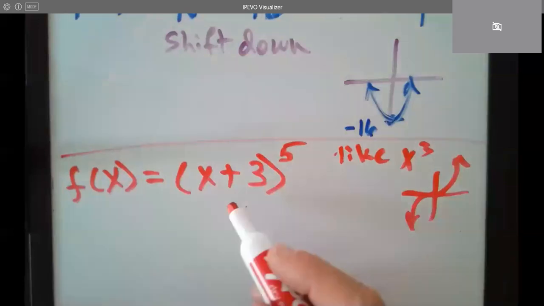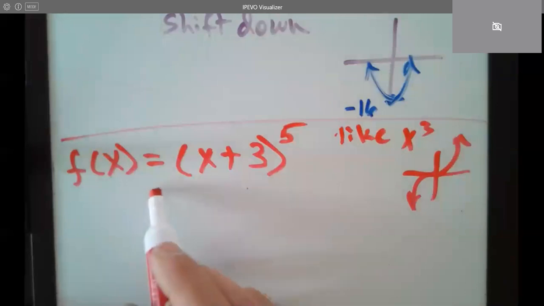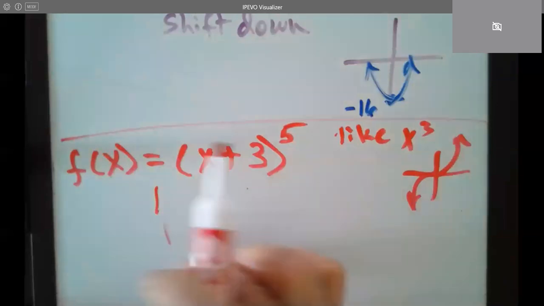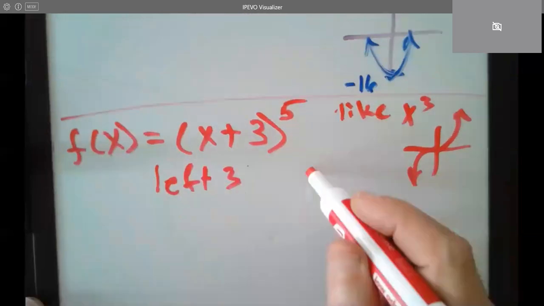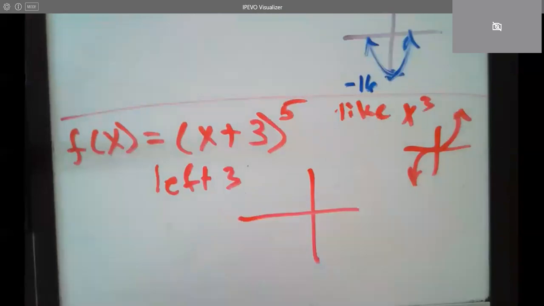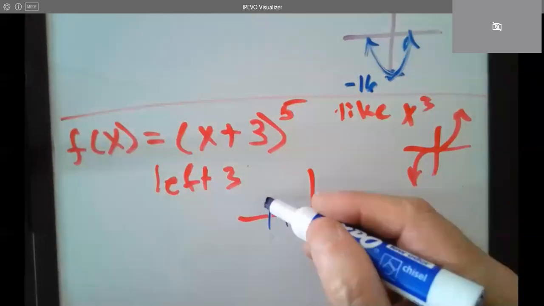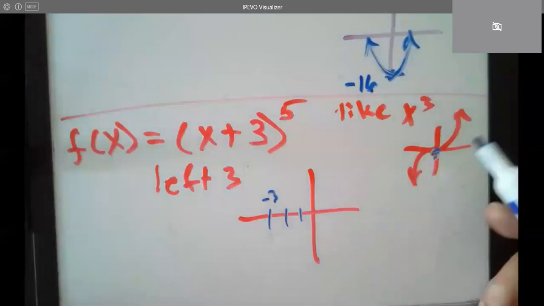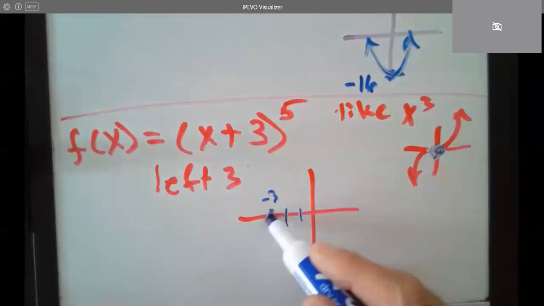Okay, here's our shift. Which way? It's going to shift 3 spaces, but is it going to shift 3 up, down, right, or left? Left, very good. Left. 3 spaces. Okay, so that means our graph shifted 1, 2, 3 spaces.